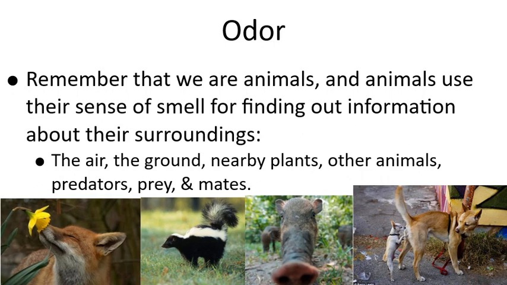Remember that at heart, humans are animals, and animals use their sense of smell for finding out lots of information about their surroundings, such as about the air, the ground, nearby plants, other animals, predators, prey, and mates. Humans use our sense of smell for all of these things too, including for finding mates. Studies have shown that we give off certain pheromones signaling to potential mates that our bodies have certain genes that may confer an evolutionary advantage under certain circumstances. Our potential mates respond positively or negatively to these pheromones depending upon a variety of factors, such as whether those traits might improve the survival chances of any potential offspring.